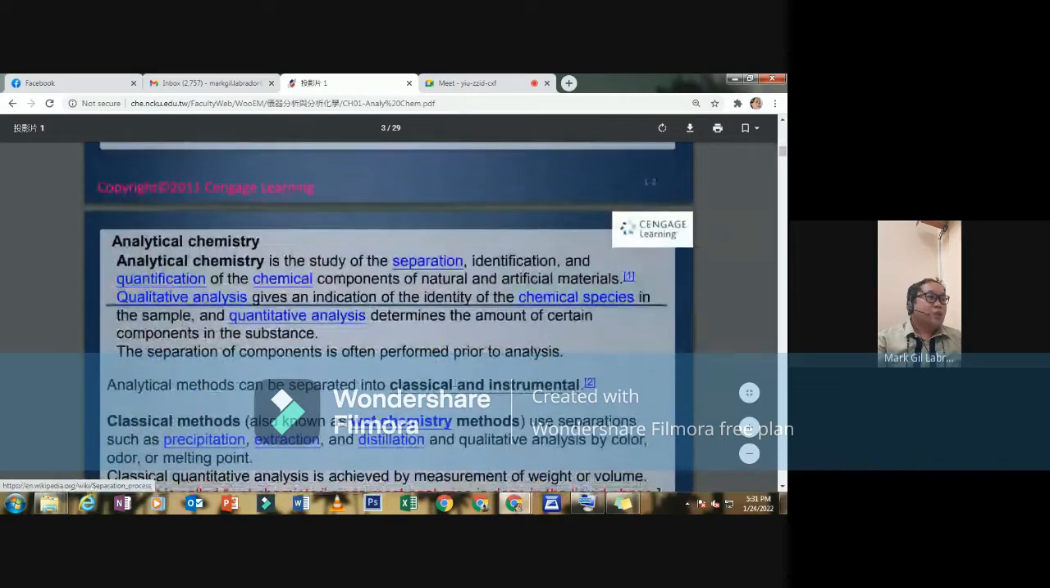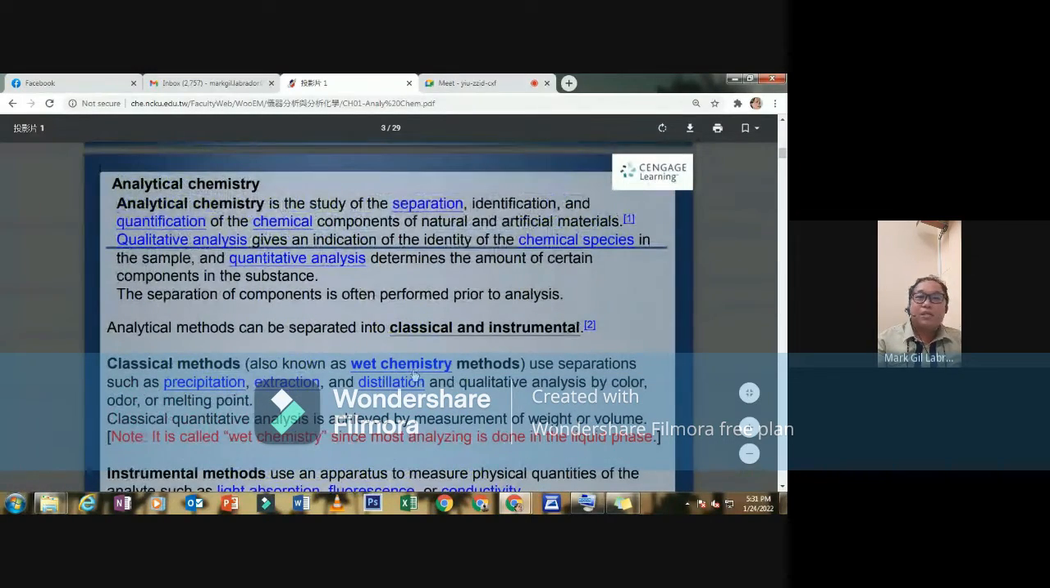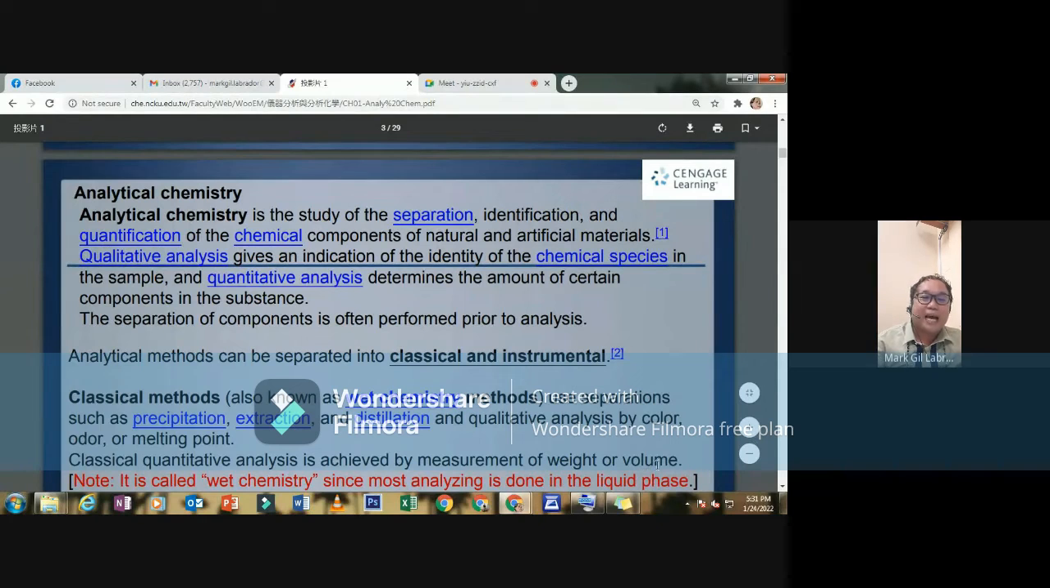Okay. So another definition is that analytical chemistry is also the study of separation. No? Kasi when we analyze, of course, we are going to separate some chemicals. Kasi it's one factor to measure yung mga chemicals natin. So we need to separate. So meaning, study of separation, not only separation but also identification and quantification of the chemical components of natural and artificial materials.